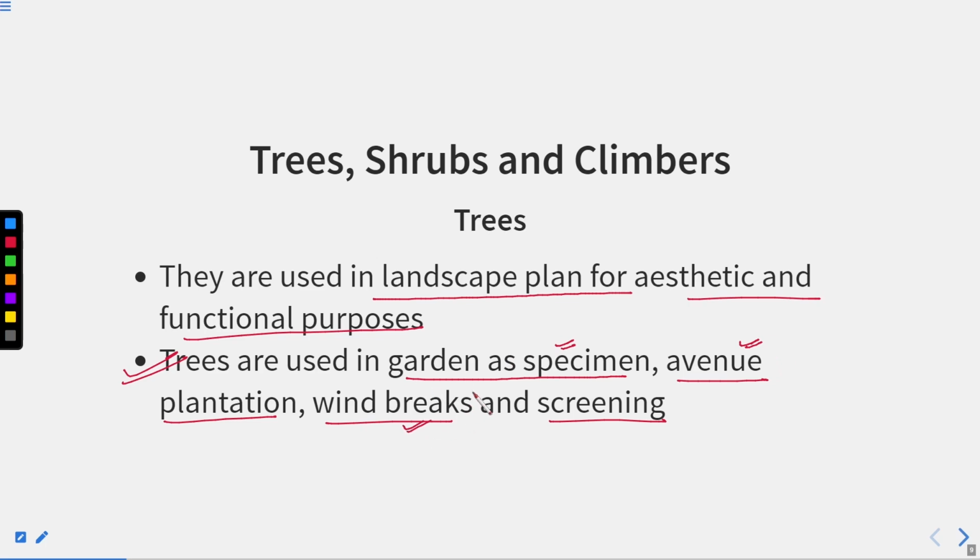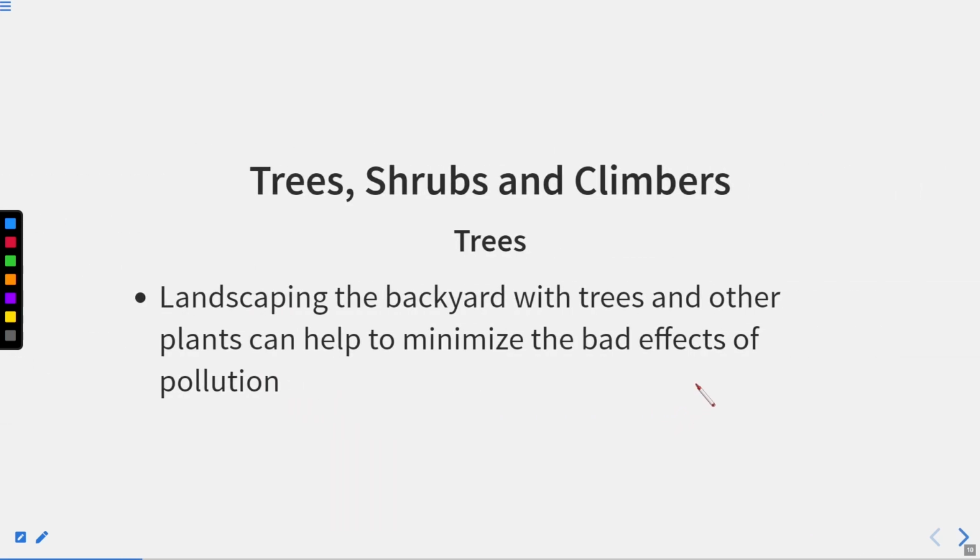Along the agricultural field also we plant such trees. Suppose this is our cropland, so we can have trees along this side, right? And when the wind blows, the trees minimize the wind reaching the cropland, right? So this is known as windbreaks. These trees are used as windbreaks and also for screening purposes.